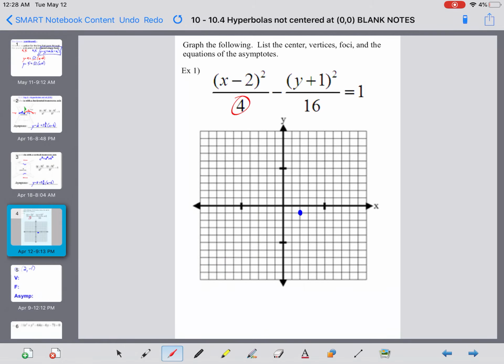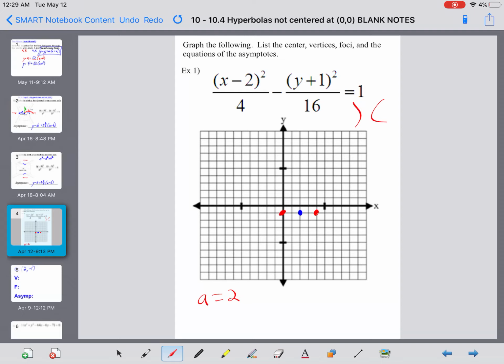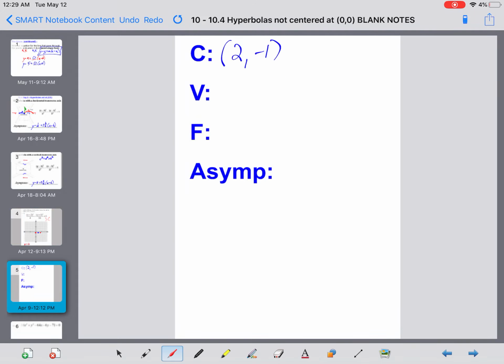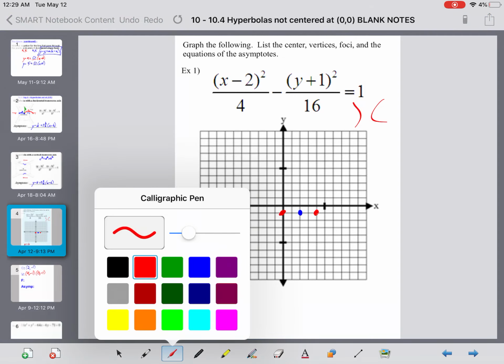All right, let's do the vertices. This is your A value. So your A value here is 2. And you want to know what kind of graph this is at the very beginning, because X squared is coming out front, I know this is going to be a horizontal transverse axis. So my A value is going to take me left and right. Right 2 to get to one vertex. Left 2 to get to another vertex. All right, so let's label those points. One of those points is 4, -1, and the other point is 0, -1. Those are my two vertices.